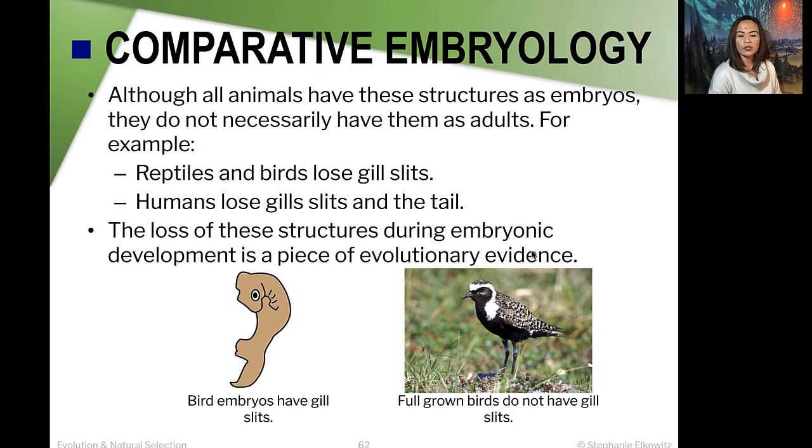And although animals have these structures, they do not necessarily have them as an adult. For example, birds and reptiles actually lose these gill slits, and humans lose the gill slits too, as well as the tail. And the loss of these structures during embryonic development is a piece of evolutionary evidence. Now, as you can see here, the bird embryos have gill slits in their embryo stage, but a full-grown bird does not have the gill slits anymore.